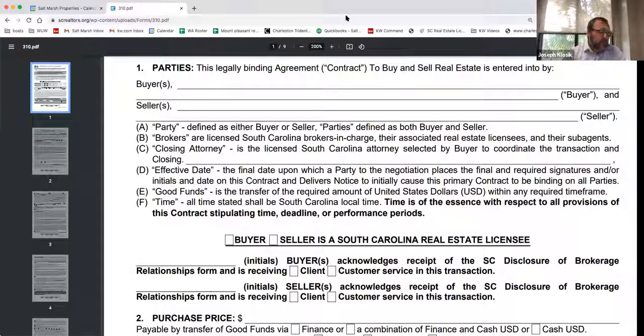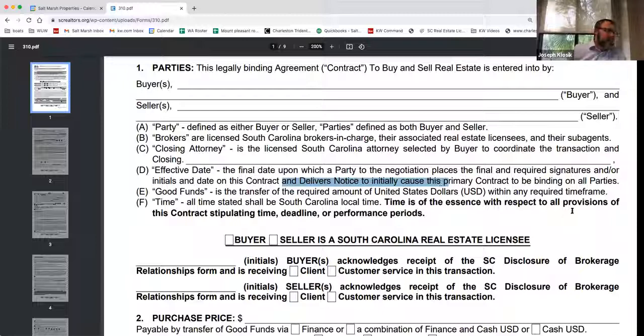Effective date is the final date upon which the party to the negotiation places the final and required signatures, initials, and date on the contract and delivers notice to initially cause the primary contract to be binding on all parties. And delivers notice is the big part right here. This also helps define when you're ratified, right? The effective date is when I send it to the sellers for final signature, and then the agent delivers notice to the buyer side that the contract has been ratified.